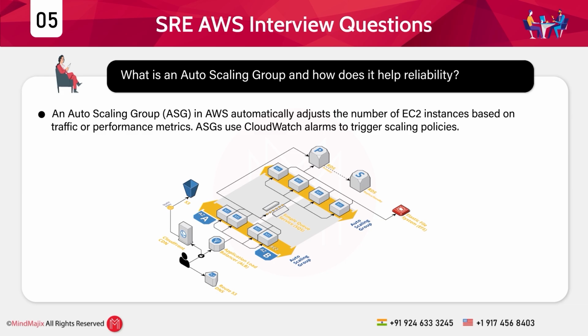So ASGs use the CloudWatch alarms to trigger their scaling policies. So for example, if the CPU usage stays above 70% for 5 minutes, ASG can add 2 more EC2 instances. So this elasticity improves the reliability by preventing the overload during peak traffic. So in SRE work, the ASGs are a core mechanism for meeting the SLOs during the demand fluctuations.